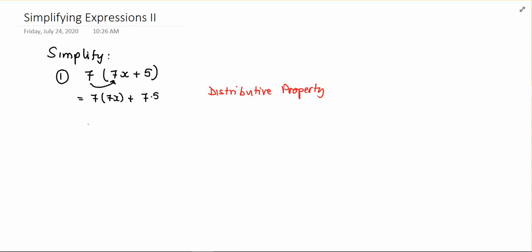Of course, 7 times 5 is easy. That's 35. And just to reiterate the properties, this I can again do using the associative property of multiplication. I can combine the two 7s together and write this as 49x plus 35. And again, some of you could probably get to that answer in one step. There's nothing wrong with doing that. I'm just going through this slowly. So right there, that's the associative property.